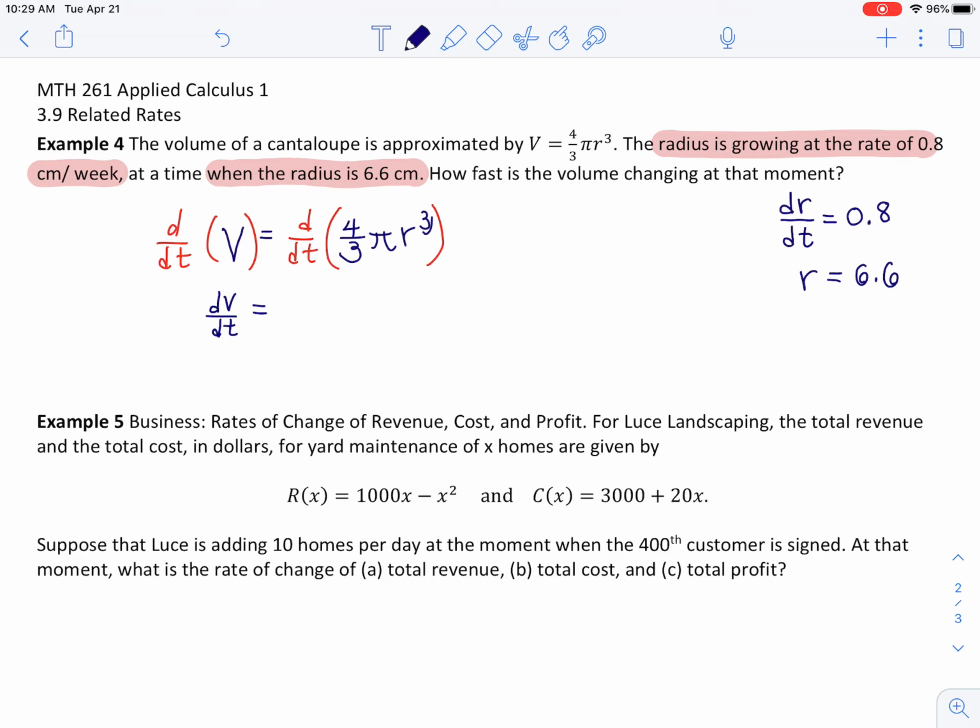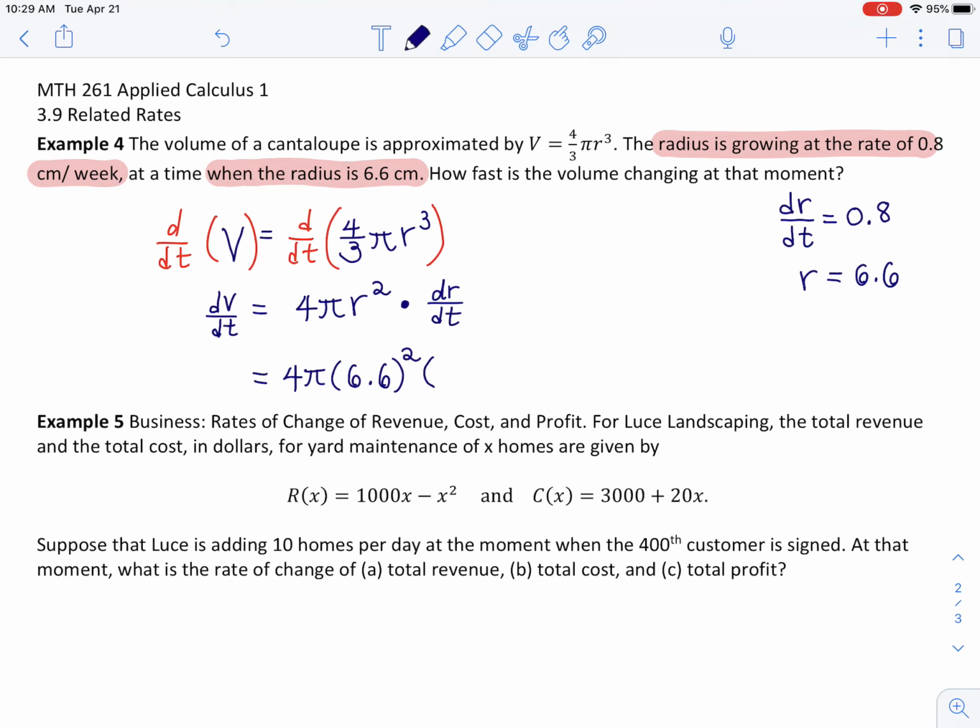But 4/3 pi, you know that's just a constant. So if you use your extended chain rule here, the 3 will come down and get multiplied by this 4/3, right? So you will get 4 pi r, what's the new exponent? Squared. Now you're going to multiply this by the derivative of radius with respect to time, so dr/dt. Whew, we got it. Now let's plug in everything we know.